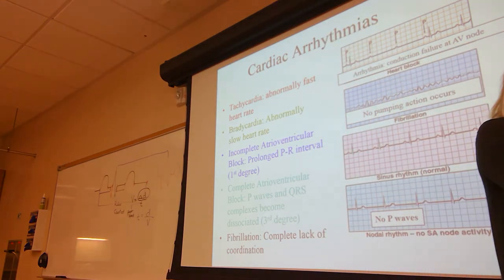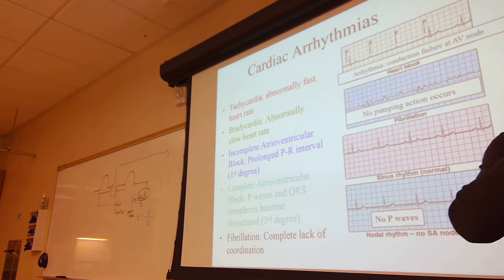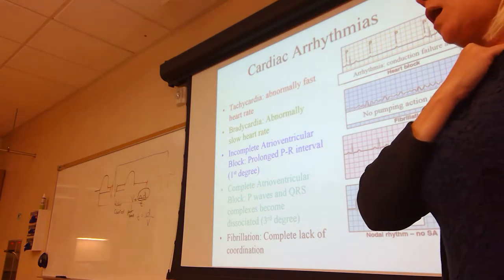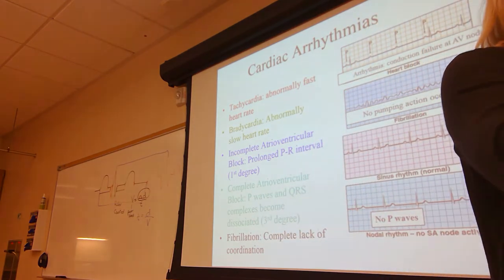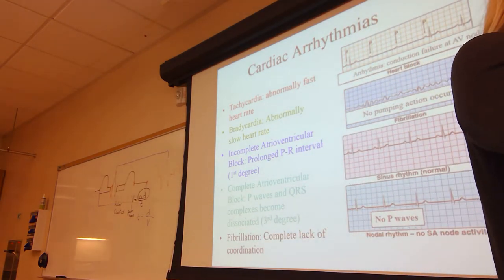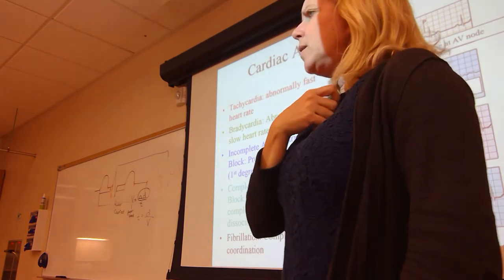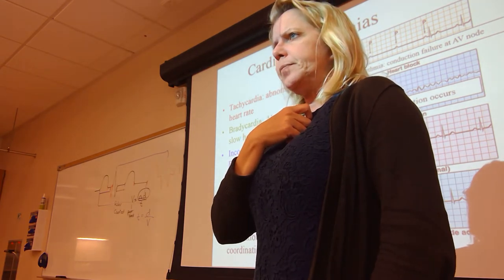AV nodal block, first degree. That is when you have a PR interval more than 0.2 seconds. The delay is lasting too long. This is a problem. There are other kinds of nodal blocks. There's first degree, there's second degree, there's third degree. I don't want you to worry about second degree. Second degree is asked in your lab manual, but I don't ask you a question on second degree.